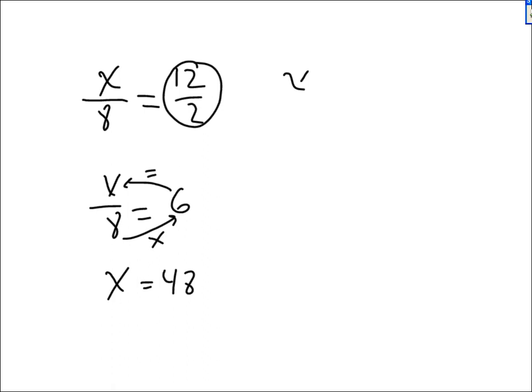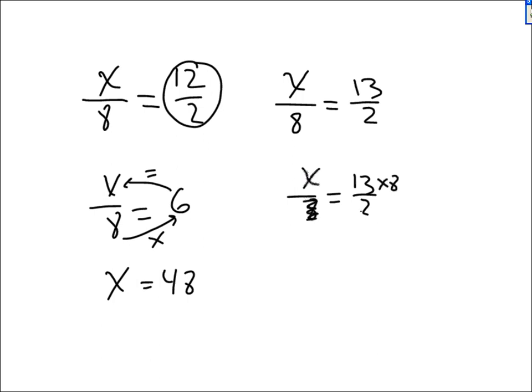Okay, if you have x over 8 is equal to 13 over 2, do half cross multiplication. Bring the 8 up. Don't bring the 2 up. Why? Because next step you're going to bring it right back down. That's completely inefficient. 2 goes into 8 4 times. 13 times 4, 52.